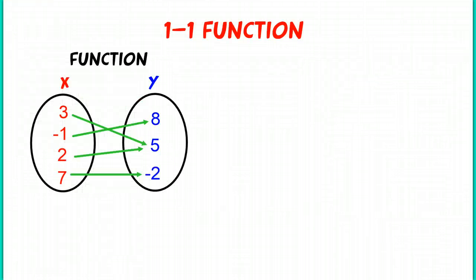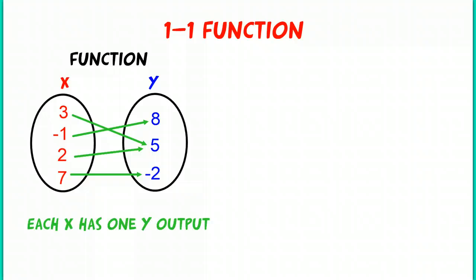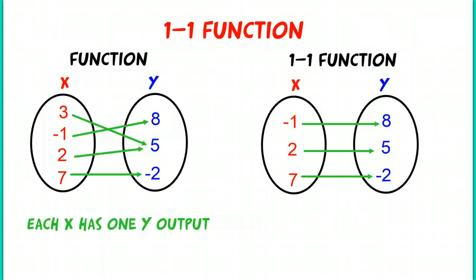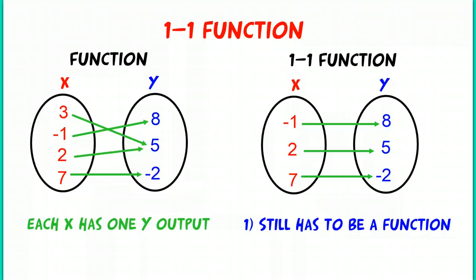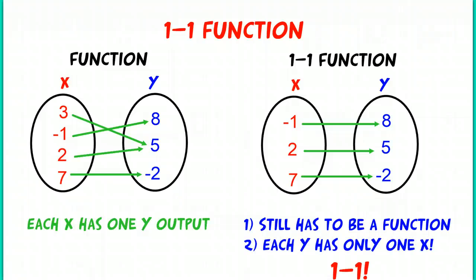Alright, so here I've got a mapping of a function. You can see that each x has exactly one y output. Okay, so this is a function. Now a one-to-one function is a particular type of function. It's still a function. So here's a mapping of something that's still a function, but hopefully you're noticing also that each y has exactly one x value. So this is called one-to-one because every x has exactly one y, every y has exactly one x. So this is what a one-to-one function is.